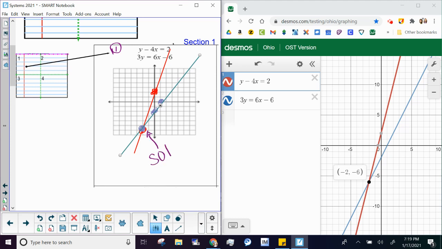So my solution is -2, -6. Notice that I could have just gotten my solution straight from Desmos. I am only drawing this graph because it is my notes and I want to refer back to it later. Okay, but maybe we should make a note to use Desmos. Why don't you write that? Because Desmos is your friend. So once again, this one had a solution of -2, -6 because that's where the graphs overlapped.